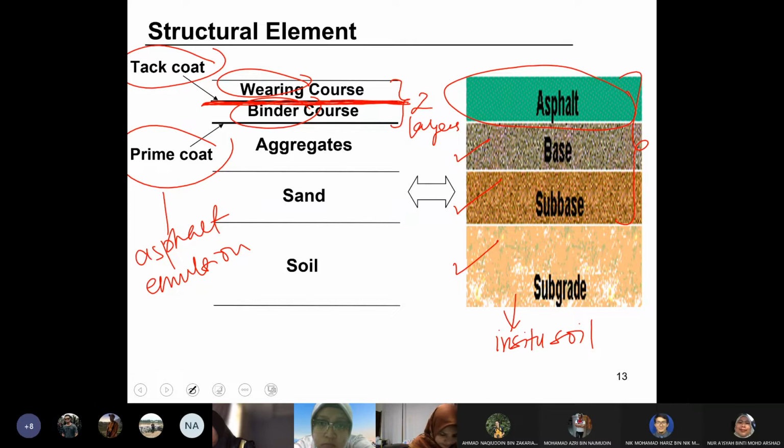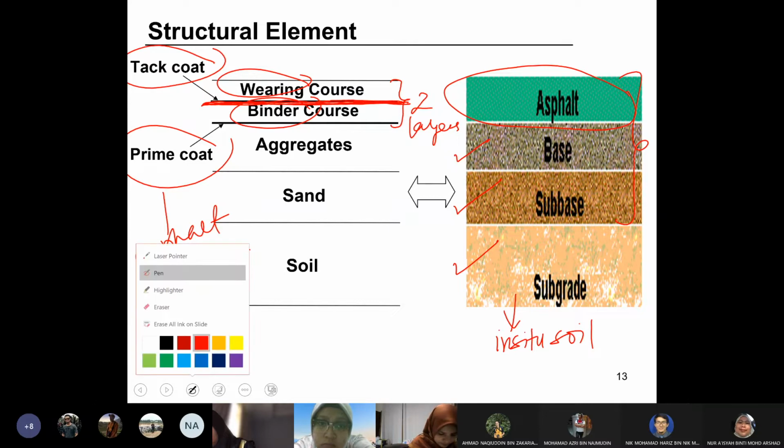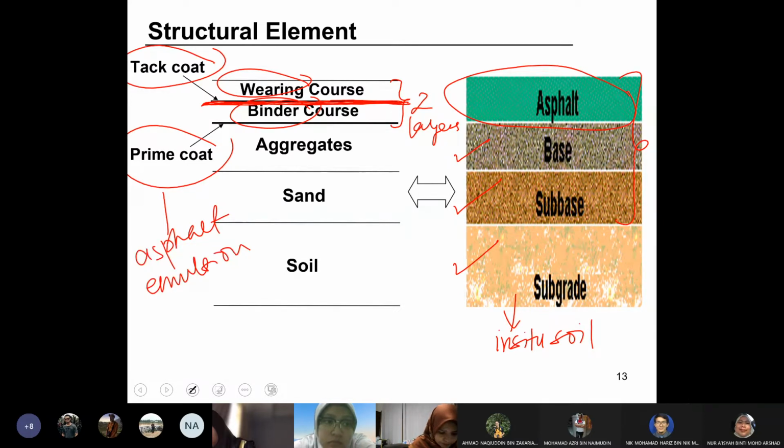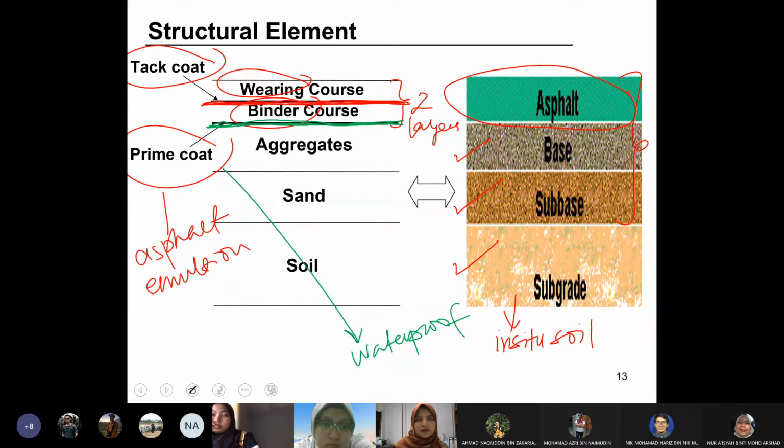Okay. Whereas for our what we call as prime coat here, prime coat dia dekat luar ni, antara binder dengan aggregate. Okay. So prime coat is actually to provide waterproof. Ini lebih kepada waterproof, right? To avoid the surface runoff due to rainfall. Macam sekarang kan musim hujan.